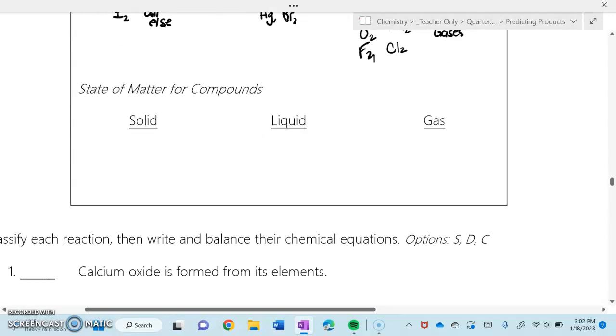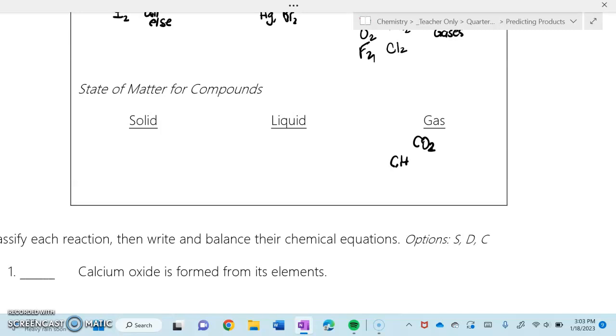For compounds, again, we're going to start with gases. Common compounds, you're probably already going to know these as I list them off. Carbon dioxide is a common gas that we're going to see in combustion reactions, so you can label that as a gas. And then all hydrocarbons, kind of like that CH combo, those are going to be gases. And then another one that's a gas is ammonia, NH3, or nitrogen trihydride, if you're using the binary naming system.